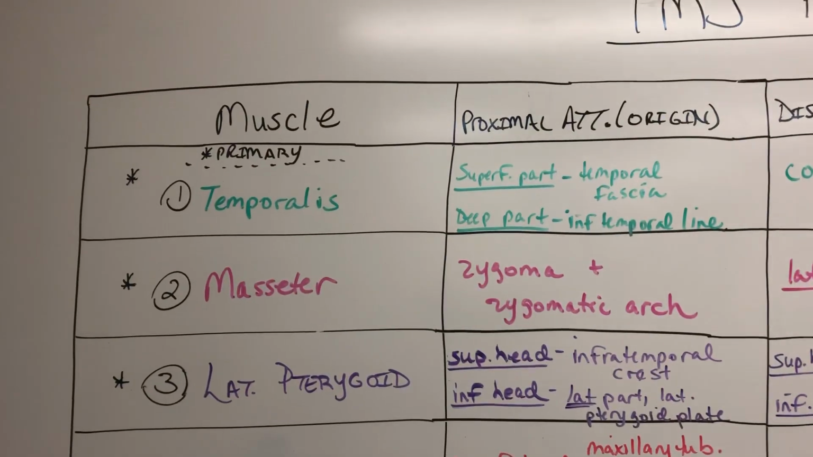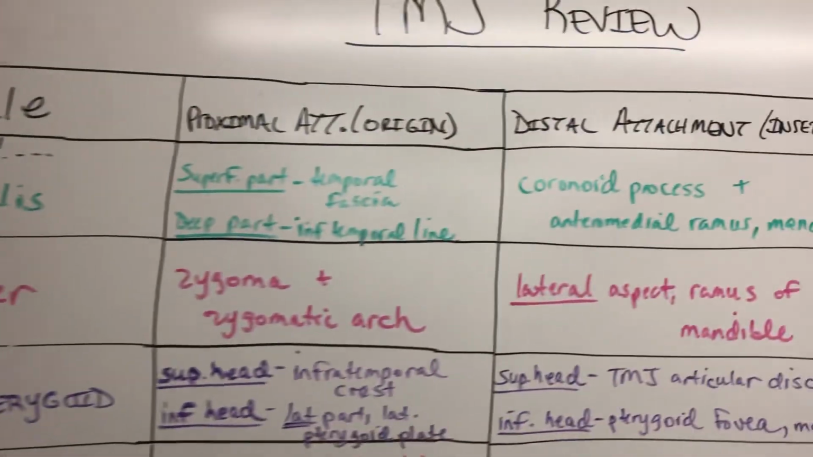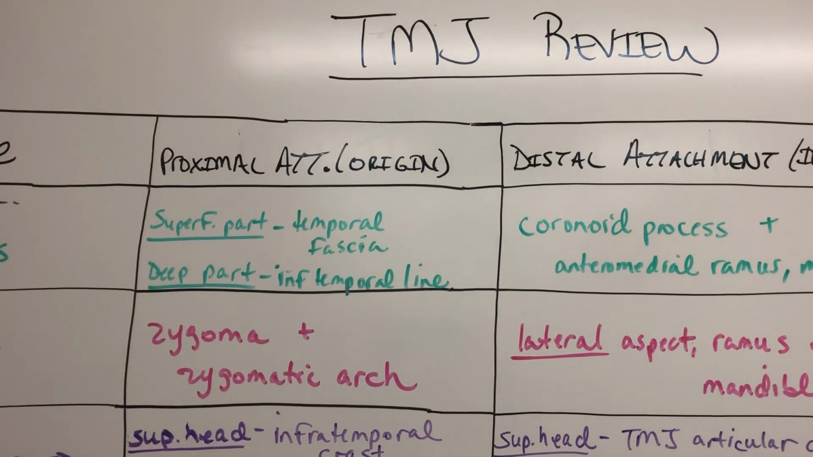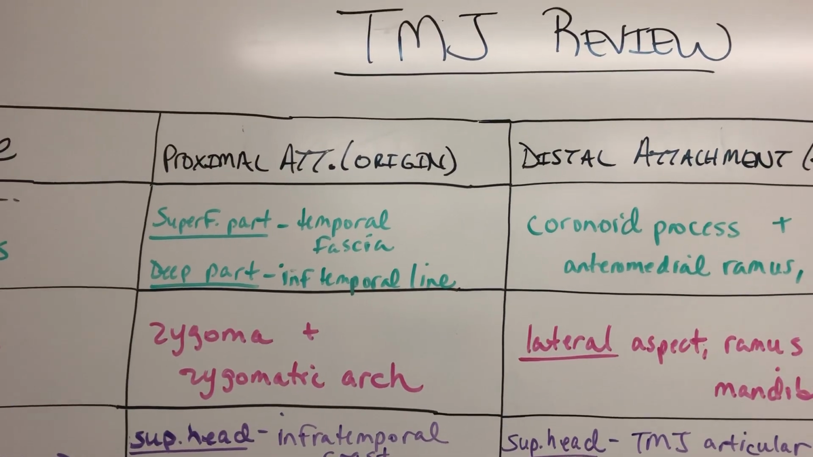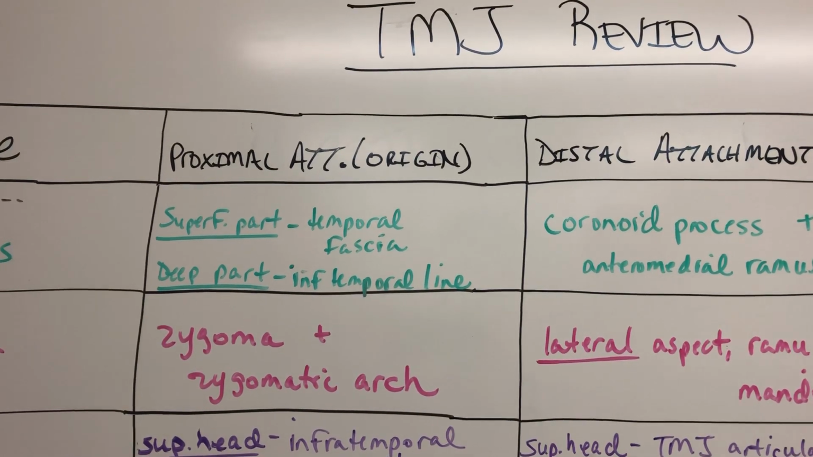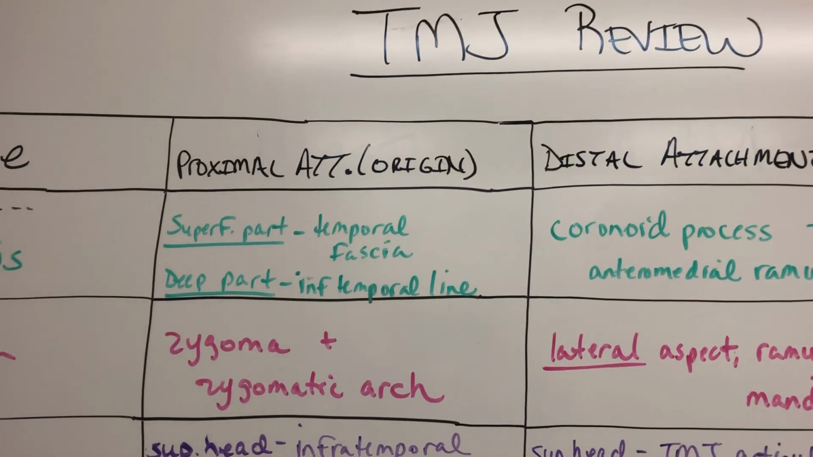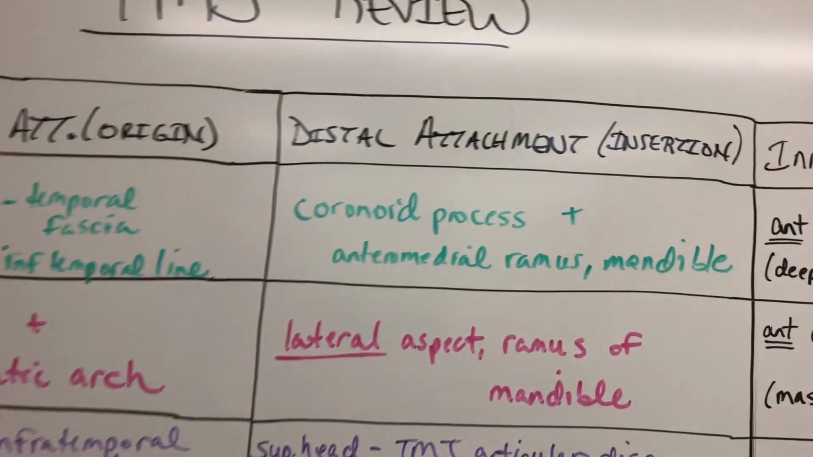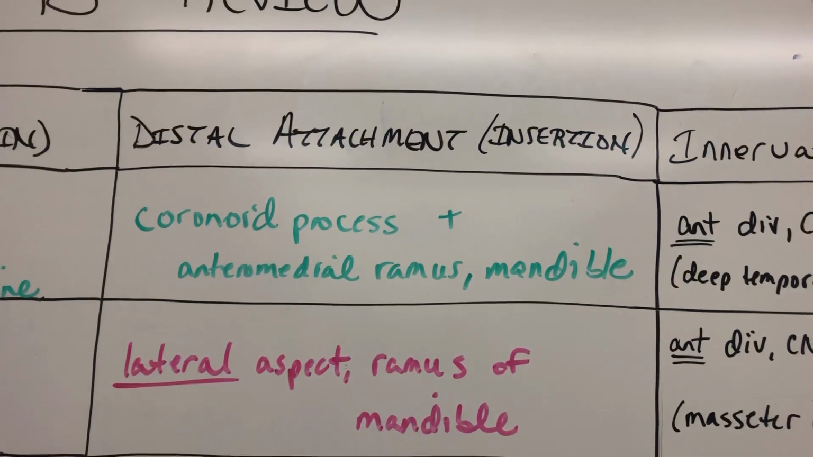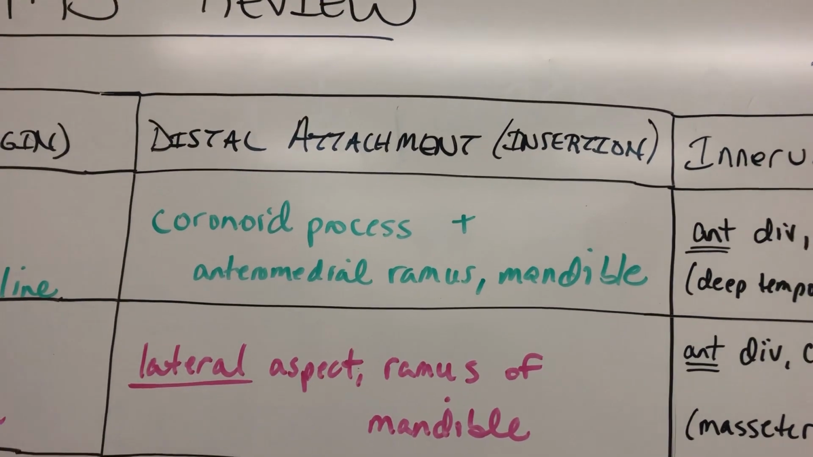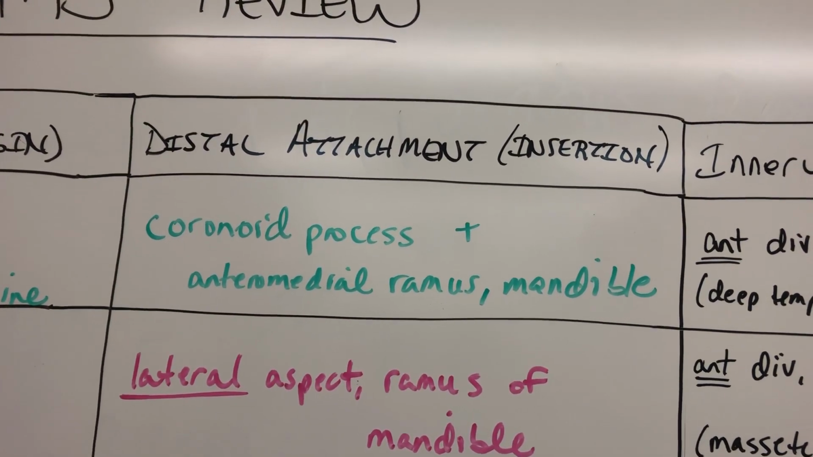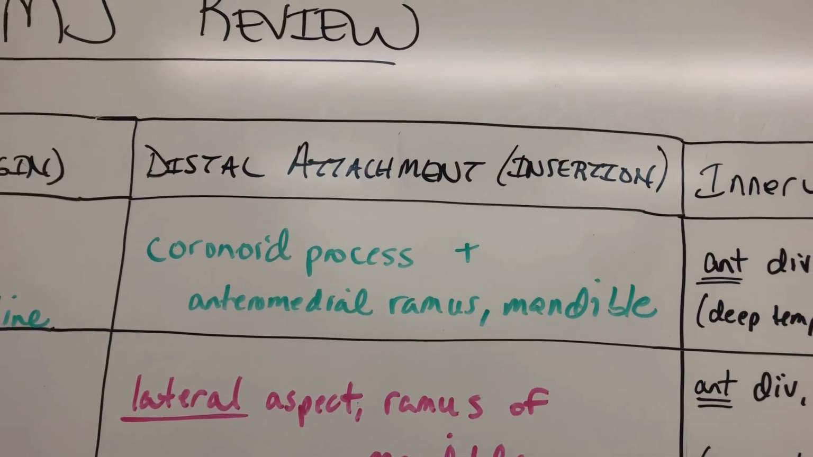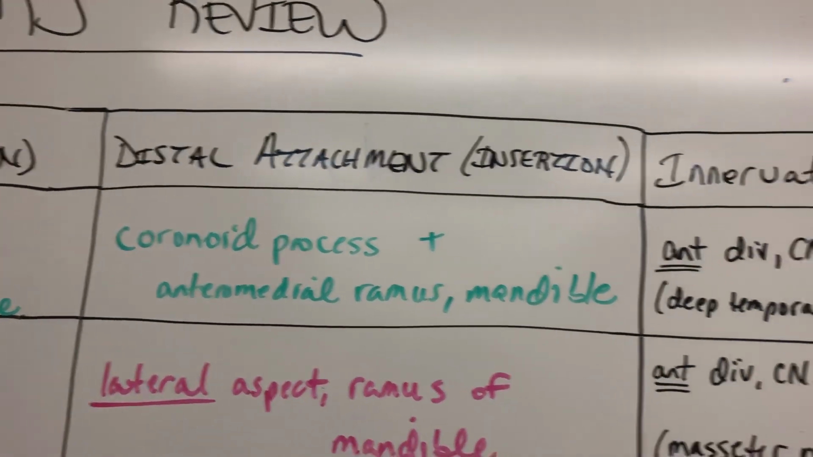The temporalis muscle has two proximal attachments, one superficial part on the temporal fascia that covers its superficial surface. That comes from the superior temporal line, although the muscle itself is not attached to that line. The deep part attaches to the inferior temporal line. This muscle then inserts on the coronoid process and the anteromedial aspect of the ramus of the mandible. If you're ever asked, they'll ask you the coronoid process, not to be confused with the condylar process, which is the articular part of the TMJ.